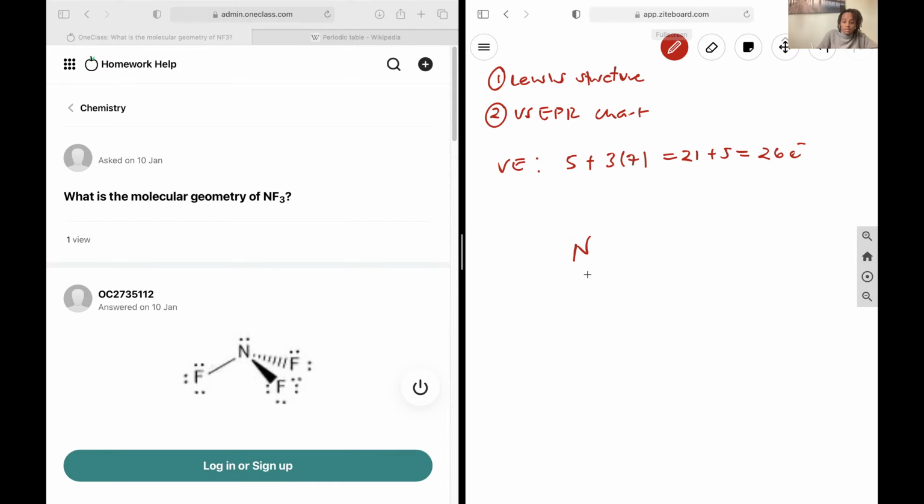I start with N as my central atom. It can make the most bonds, and attach 3 fluorines. And begin by filling in all of the octets. See if I have any leftover electrons to place on my central atom. 2, 4, 6, 8, 10, 12, 14, 16, 18, 20, 22, 24. I have 2 electrons. The nitrogen needs 2 electrons to fill in its octet. That makes the most sense.